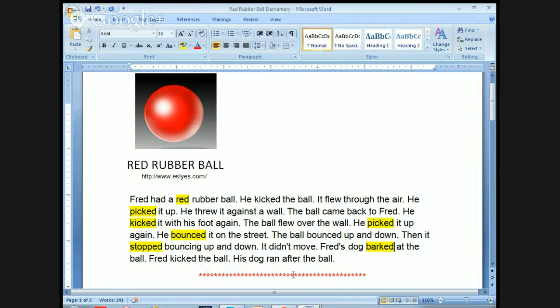He picked it up again. He bounced it on the street. The ball bounced up and down. Then it stopped bouncing up and down. It didn't move. Fred's dog barked at the ball. Fred kicked the ball. His dog ran after the ball.